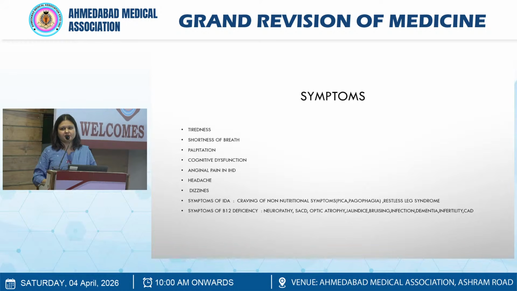So in an ischemic heart disease patient, when anginal pain occurs, always rule out anemia. In fact, it is a type 2 MI, we can say. When the patient has life threatening anemia, the patient can also get MI.